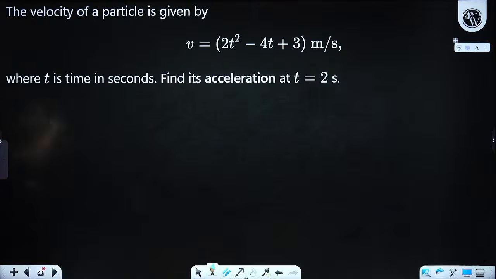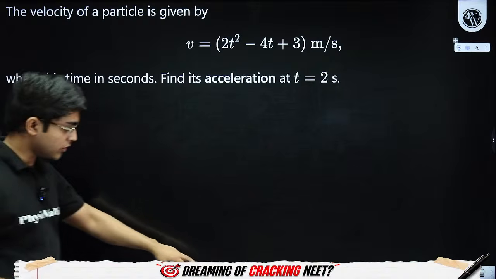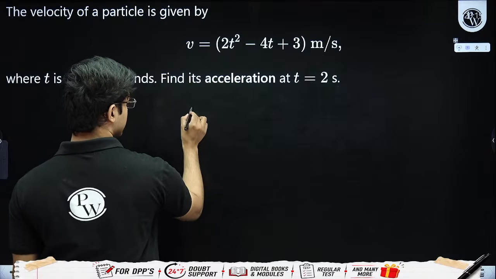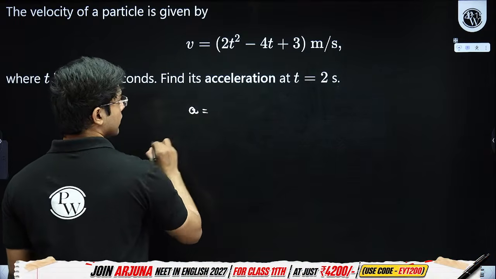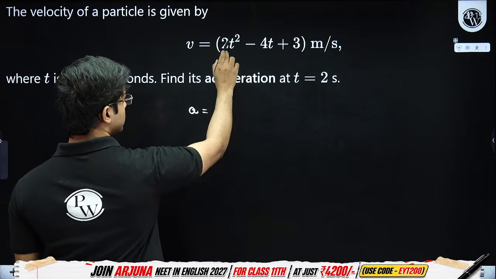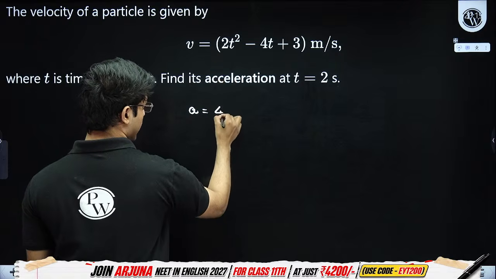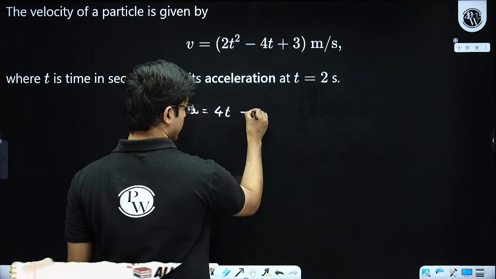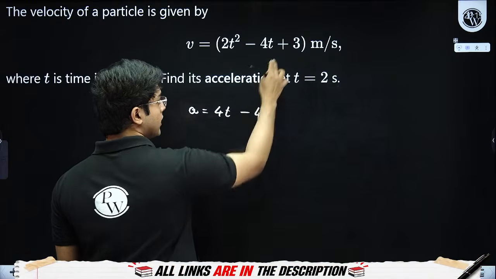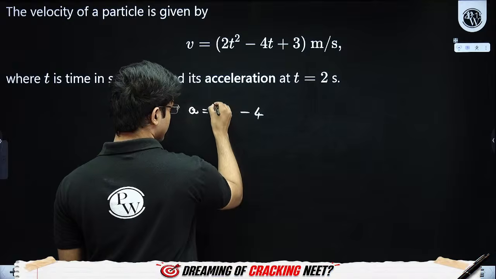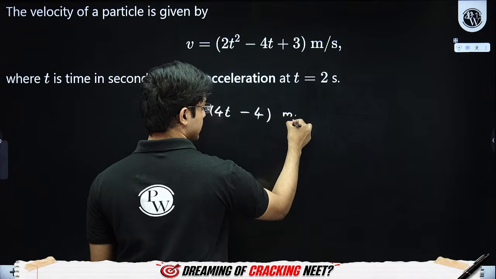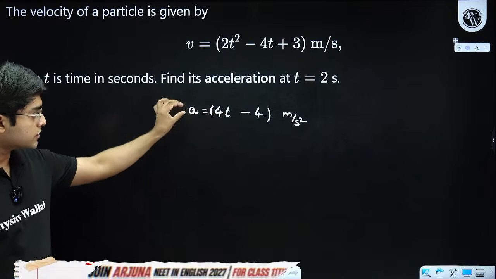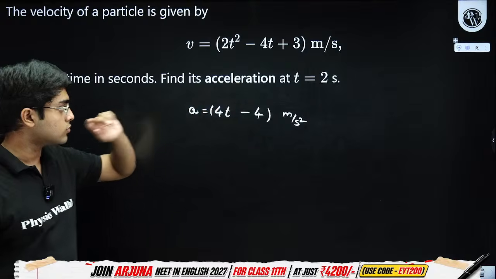Here the velocity vector is given and they're asking the acceleration at 2 seconds. So just differentiate it. For 2t square, the 2 comes in front, 2 into 2 is 4, so 4t. Here we have a minus 4t, differentiation of t will be 1, so what is left is minus 4. Differentiation of a constant is 0. So this will be the acceleration in meters per second square. As you can see, this is not a constant acceleration. The acceleration also changes with time.